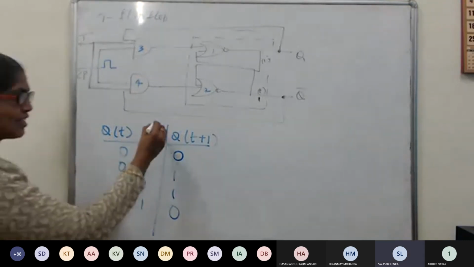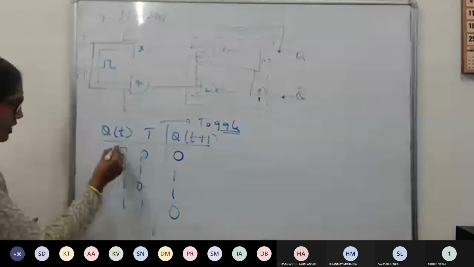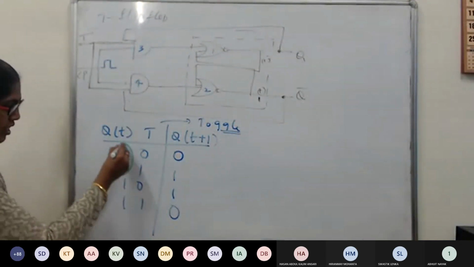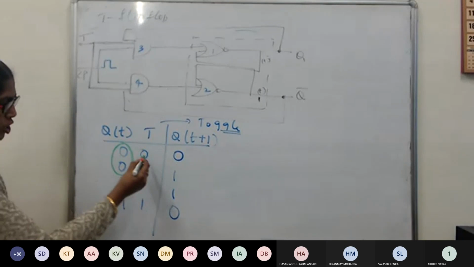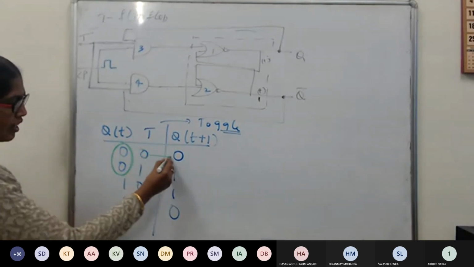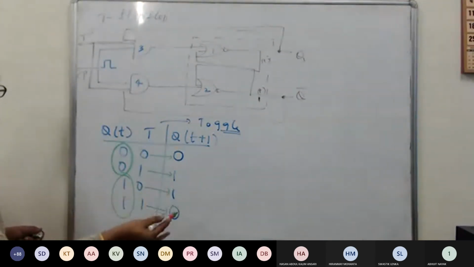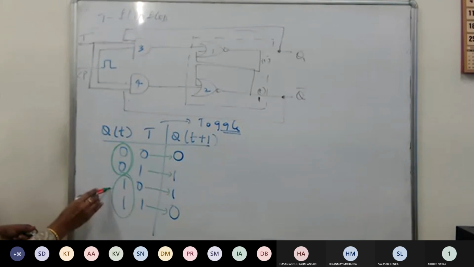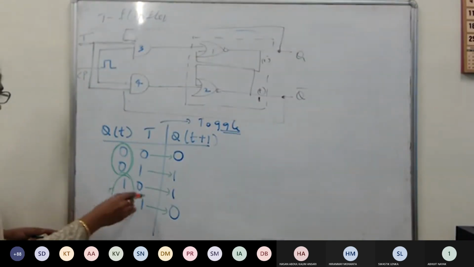Now the word T means toggle. Why has this word come? Let me clarify that. When your previous input is 0, whatever direct input is coming, it follows. If your previous input is 1, it toggles. Did you see? 0 to 1, 1 to 0. It toggled. Depending upon this, this is the game changer.